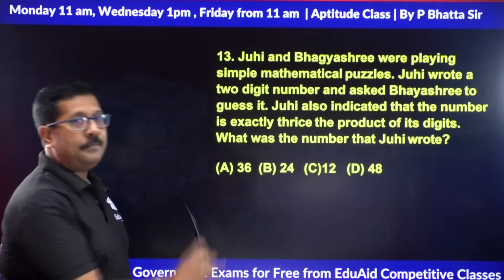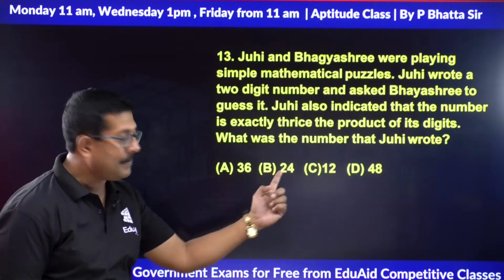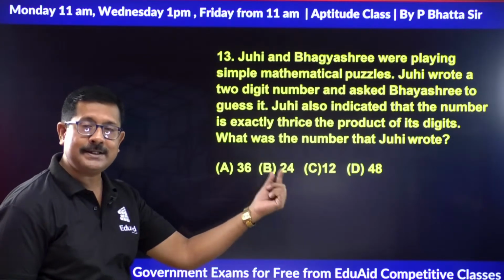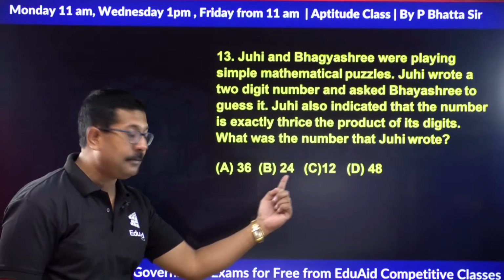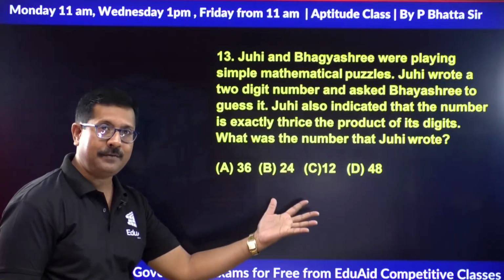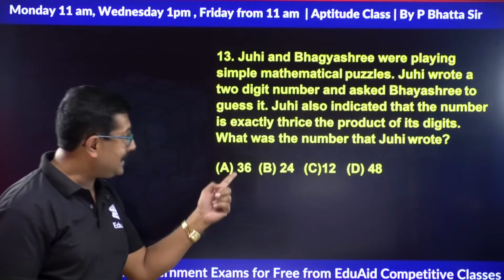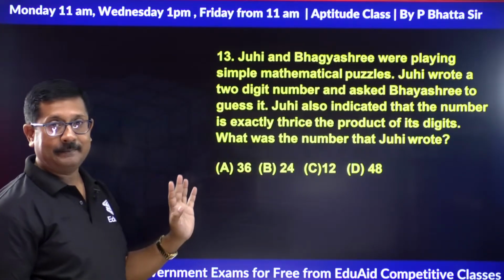But in case of 24, thrice the product of the digits, that means 3 times 2 into 4. Product of the digits means 2 into 4 because digits are 2 and 4. So 3 times product of the digits means 3 times 2 into 4, 8. So 3 into 8 is again 24. That means this number is satisfying that condition. But this number did not satisfy, so we could neglect it.